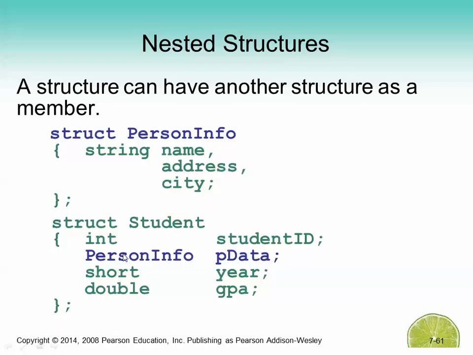It's going to be a variable that is going to be enclosing three different variables. P-data is now going to have name, P-data is now going to have address, P-data is now going to have city. And they added a year and they added a GPA.